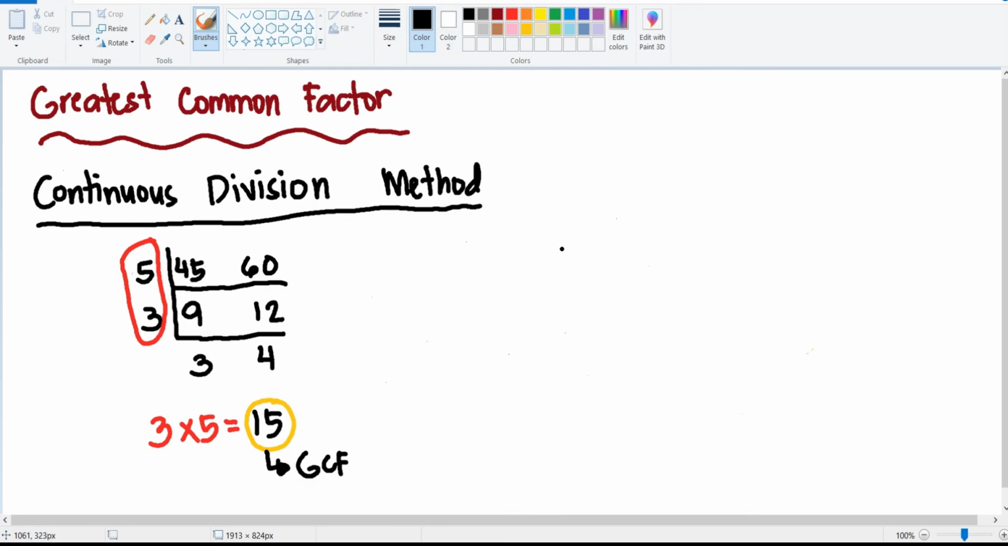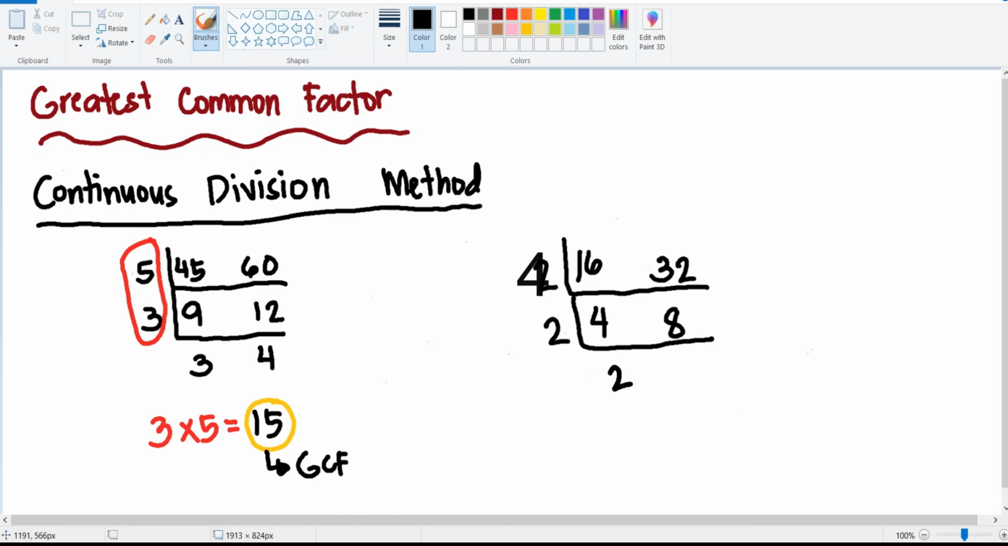Let's have another example. So for example, we have 16 and 32. Now let us think of a number that we can divide 16 and 32 by. So we have 4. Now 16 divided by 4, that is equal to 4, and 32 divided by 4, that is equal to 8. Now 4 and 8, there is still a number that we can divide 4 and 8 by, and that is 2, or it can be 4 also.